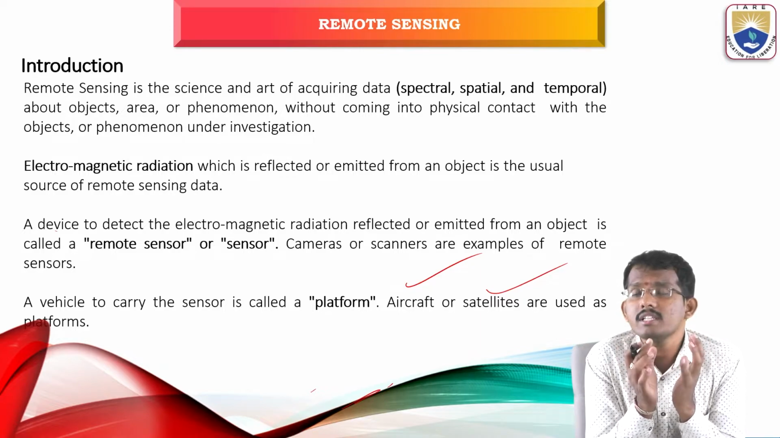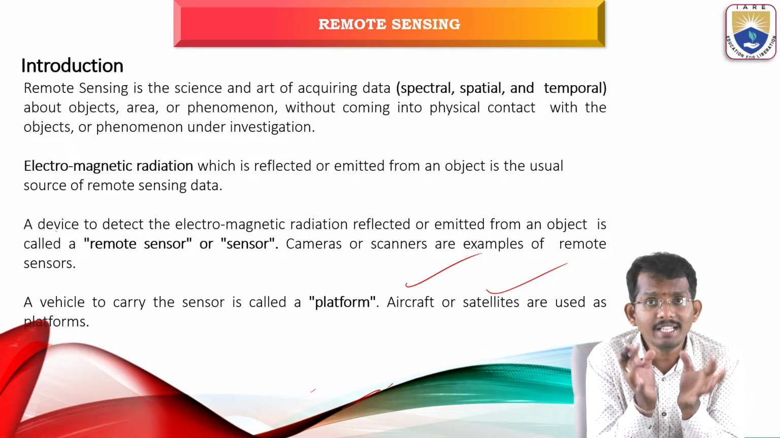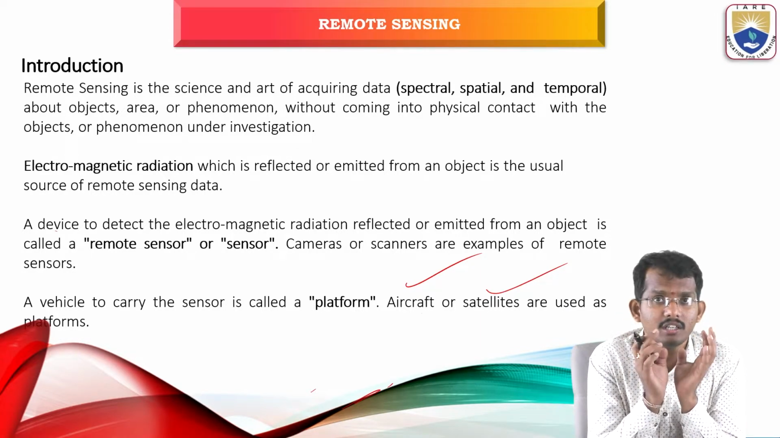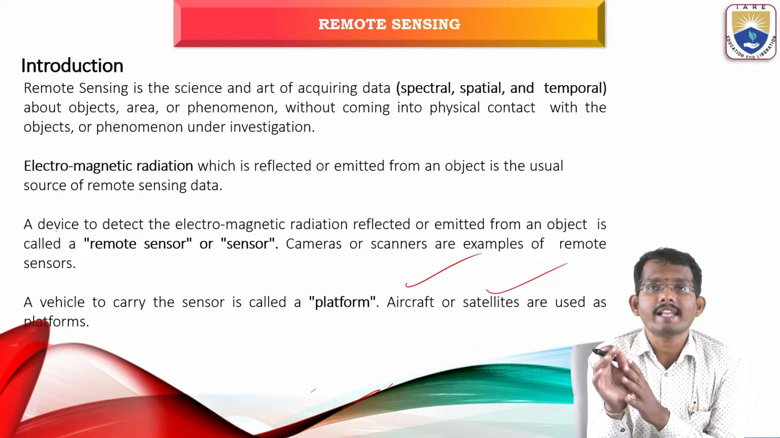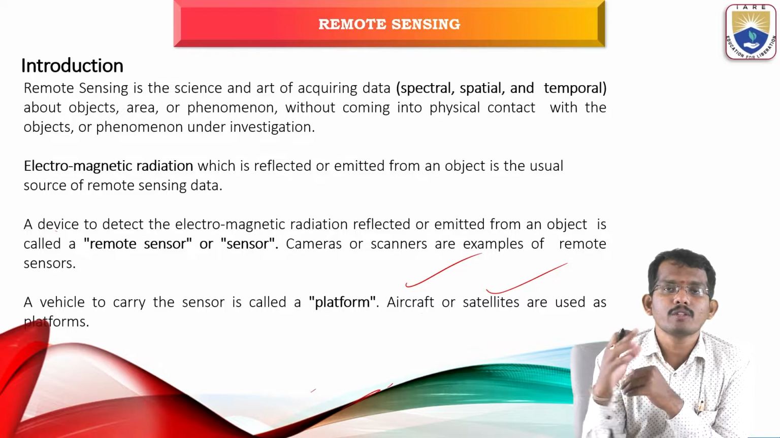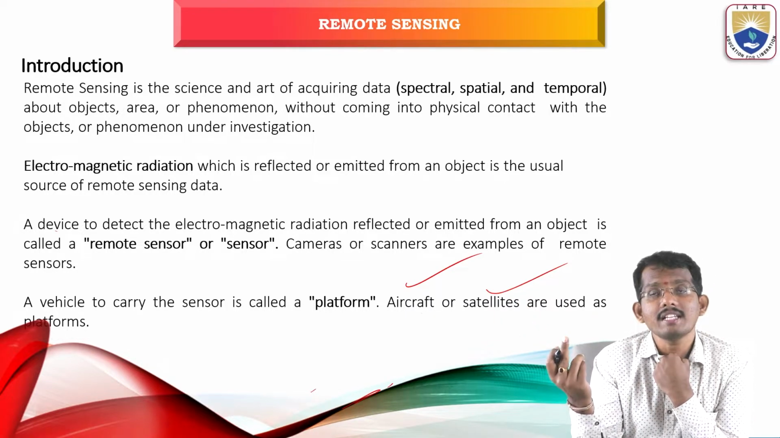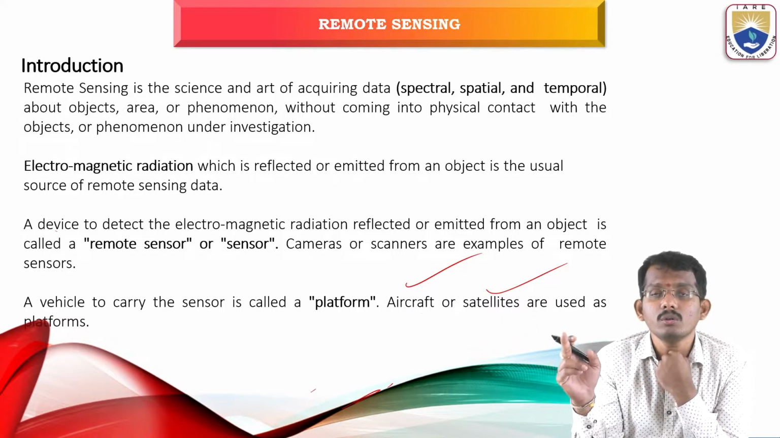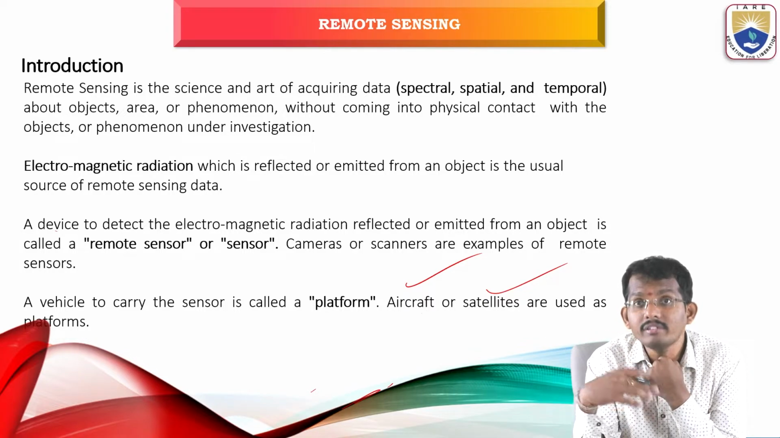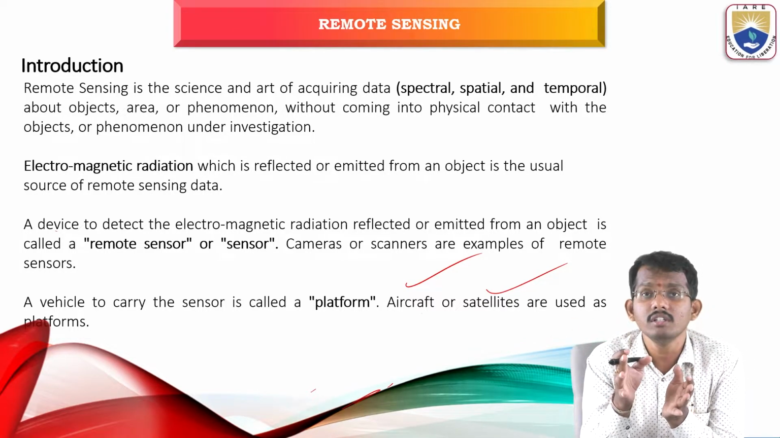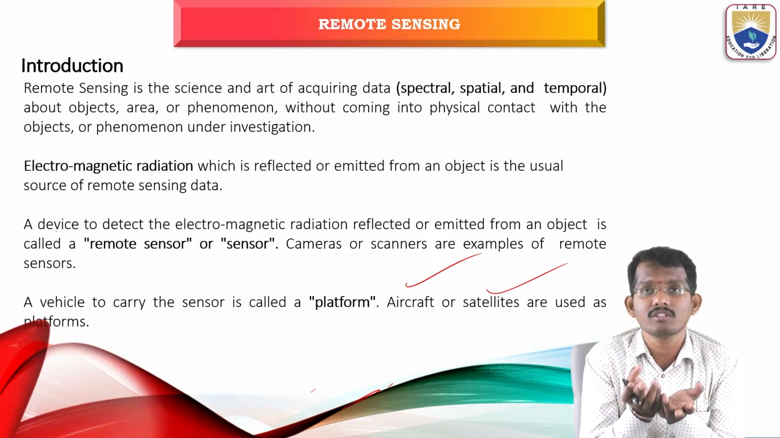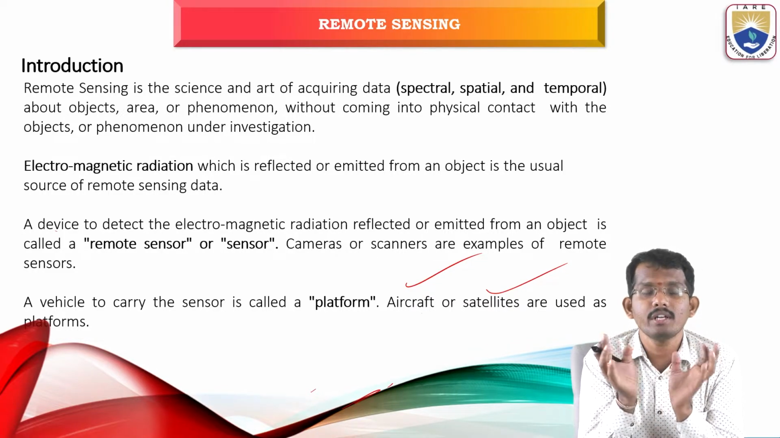So in remote sensing, we are going to obtain the information without being in physical contact with the sensors. And these sensors are carried by platforms. So your platform is a satellite, and the satellite also has a sensor. That sensor will absorb the energy or focus on a particular location from which we want to extract data, or where we want to extract the information of a particular location.